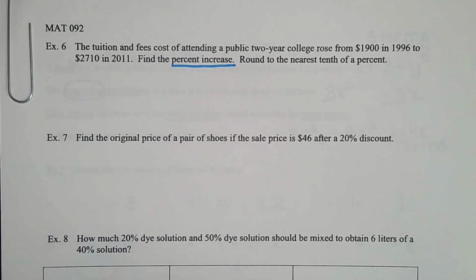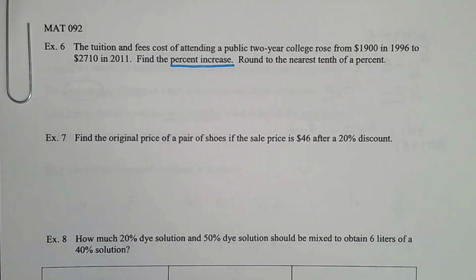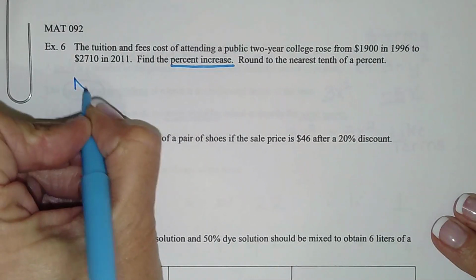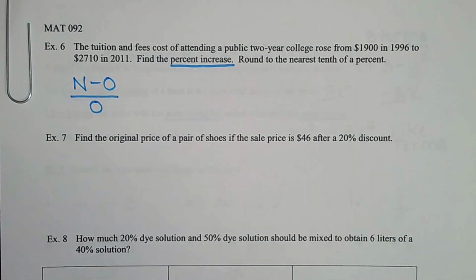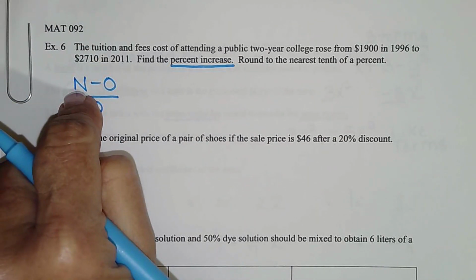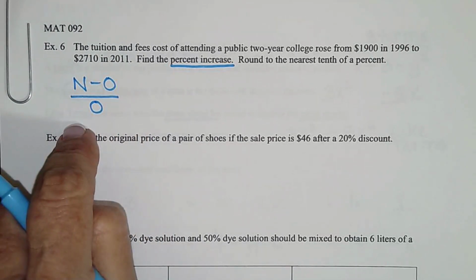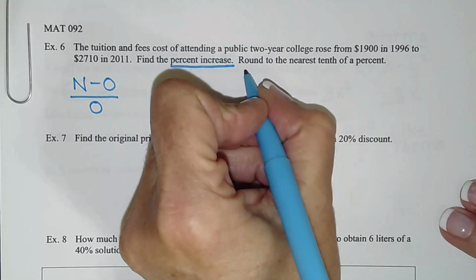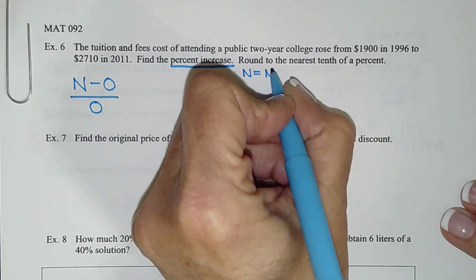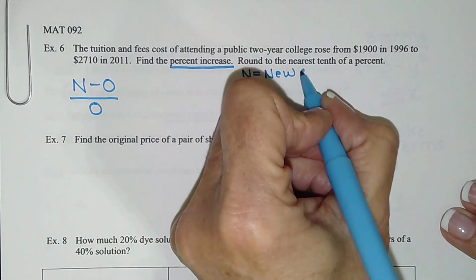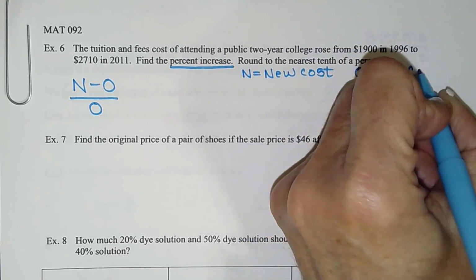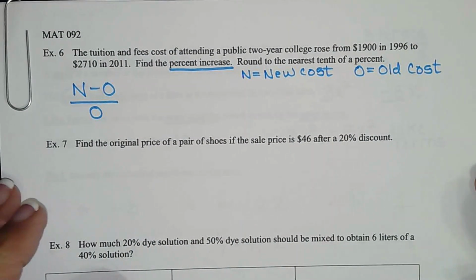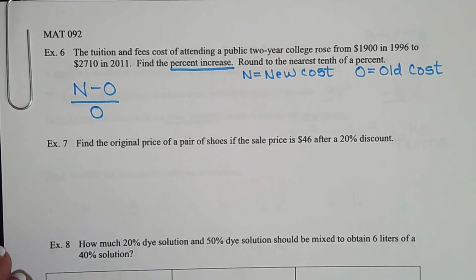The minute you see percent increase or percent decrease, you write the formula N minus O over O. That's the percent increase and decrease formula. So it's the new price minus the old price over the old price. So you can write N equals new, and is this not a price? So how about new cost instead of new price? O equals old cost. And we just plug it into the formula and boom, work it out on our calculator.